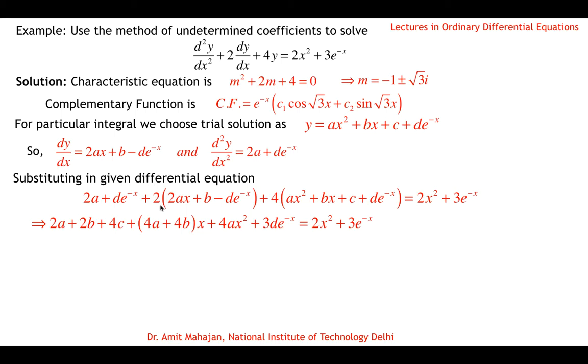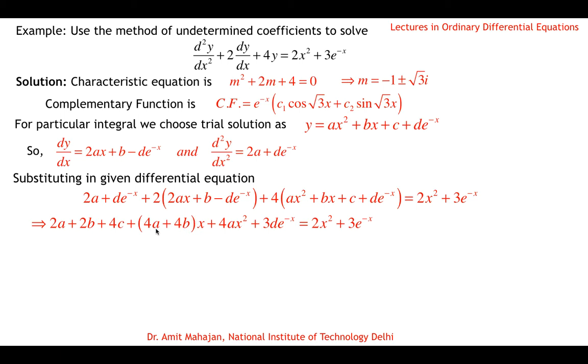Okay, and then what we have to do is compare both sides. If we equate the coefficients of the same terms, the exponential coefficient here is 3 and here it is 3d, so 3d equals 3. Similarly, the coefficient of x square is 2 on one side and 4a on the other, so 4a equals 2.